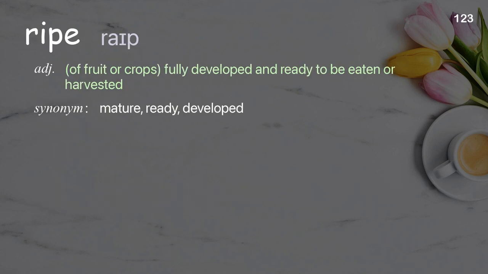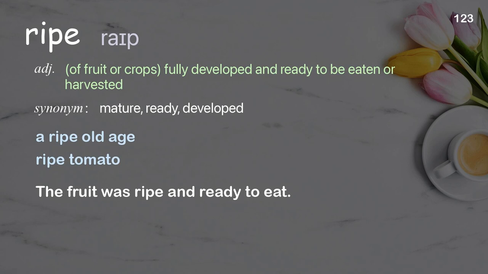Ripe. Of fruit or crops, fully developed and ready to be eaten or harvested. Examples: a ripe old age, ripe tomato. The fruit was ripe and ready to eat.